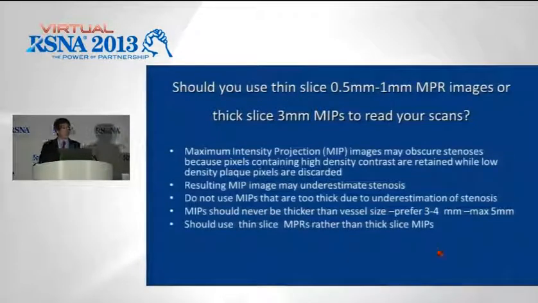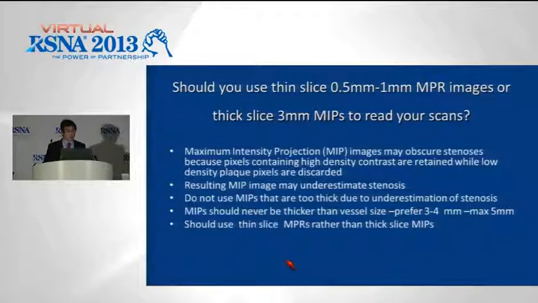The question is, should you use thin slice 0.5 or up to 1 mm MPR images or thick slice 3 mm MIPs to read your scans? Because some workstations automatically generate thick MIPs. MIPs mean maximum intensity projection images, which may obscure stenoses because the pixels containing high density contrast are retained, while low density plaque pixels are discarded. So the resulting MIP image may underestimate stenosis.